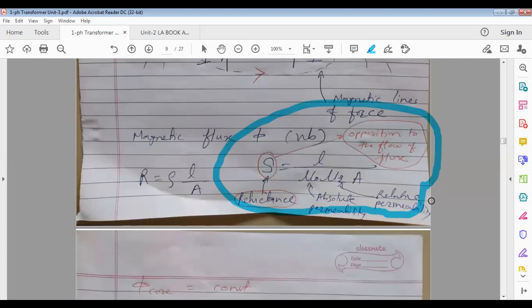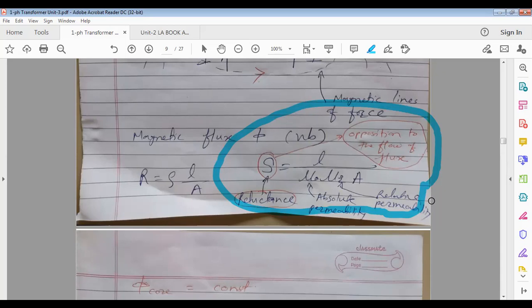Silicon steel. Very good. Silicon steel will offer very less opposition to the flow of flux, and that's why the transformer magnetic core is made up of silicon steel. Because silicon steel offers very less opposition, and that is expected over there. Which material do you have to use there? One which offers less opposition to the flow of flux.